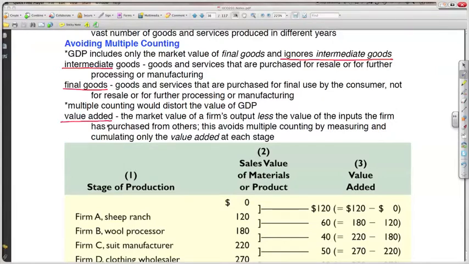Another thing that we look at is the value added. This value added tells us how much each good and service is worth on our step in the process to the final good. So when we just look at the value added, it avoids the multiple counting, because to get the total value of that final good, we just add up each value added at each stage.